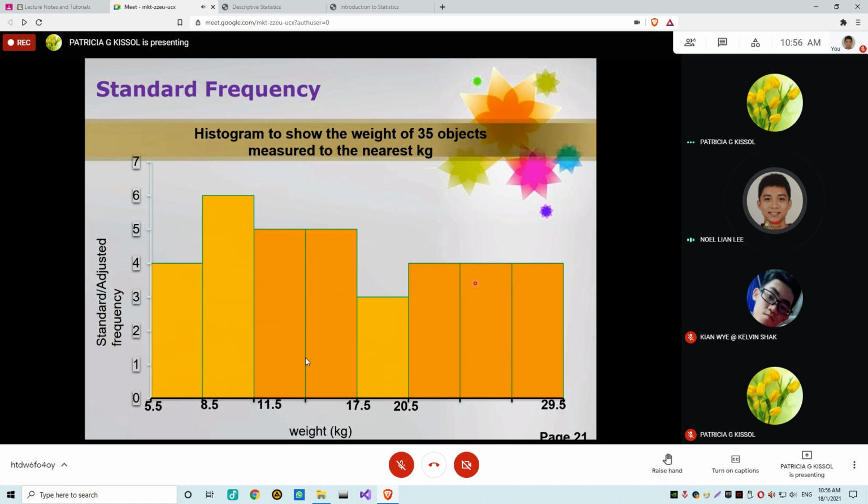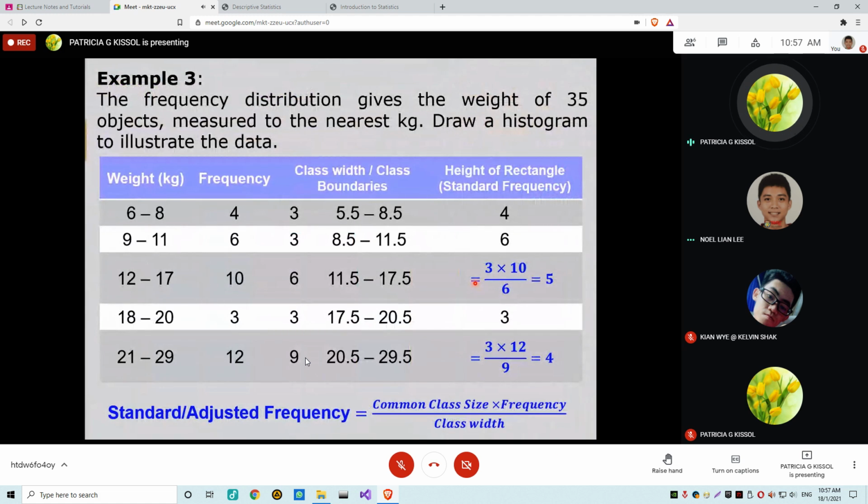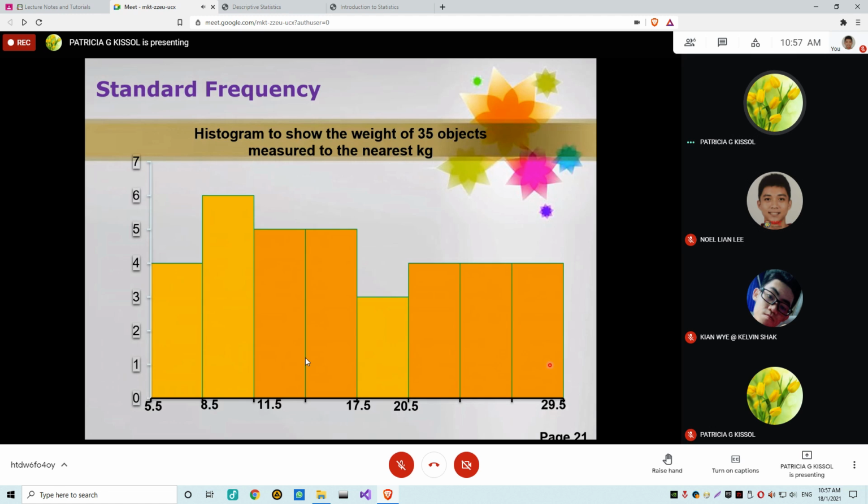Hey, wait. So I have to refer to the after the calculation or the before? The after. That means we're referring to the standard frequency now, 4, 6, 5, 3, and 4. So instead of using 10, it becomes 5. Instead of using 12, it becomes 4 now. If you look at this graph, you can see it here: 5 and 4. It's wider though.